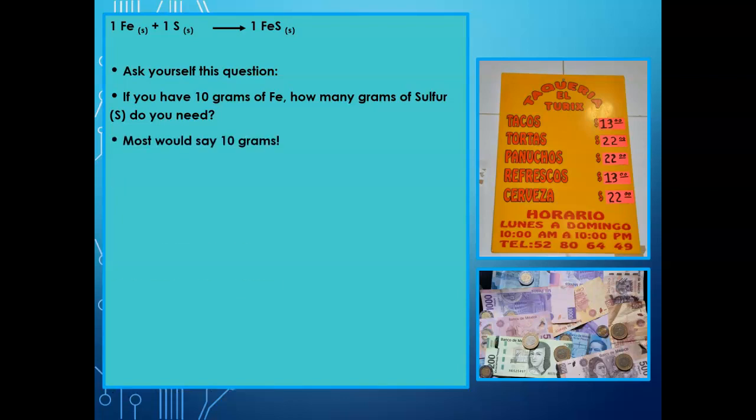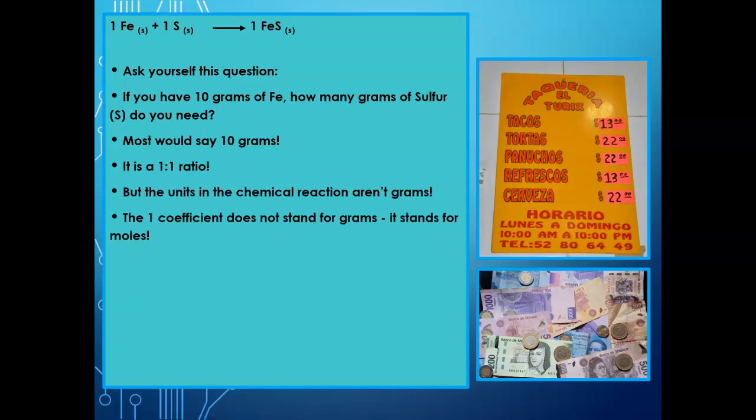Okay, so most are probably going to say something like 10 grams. The only problem is, remember, those coefficients, even though it's one component of iron to one component of sulfur, that's not masses, that's molecules. Each molecule has its own atomic mass. So it would not, in fact, be 10 grams. So it's important to realize that this 1 in the coefficient is moles or atoms. It is not a mass unit of grams.